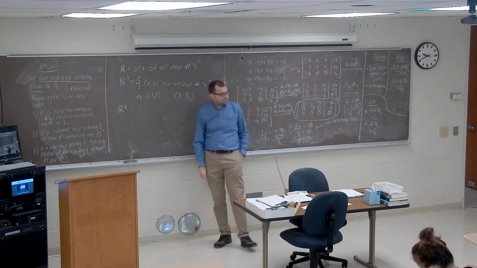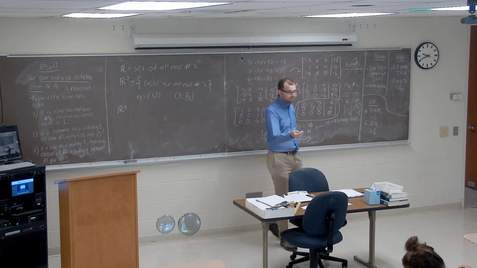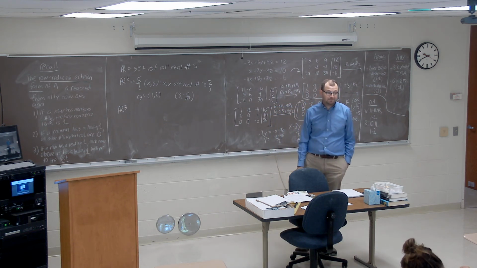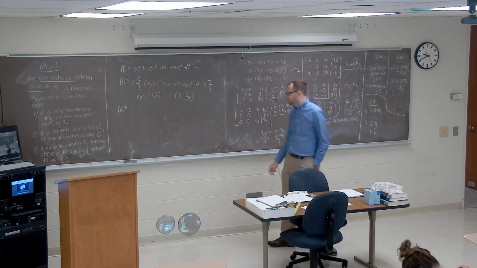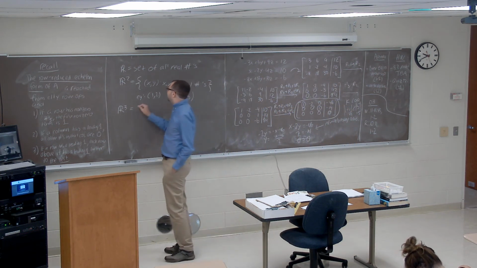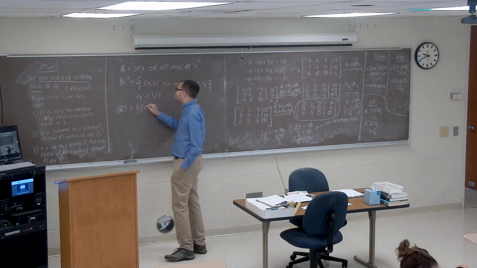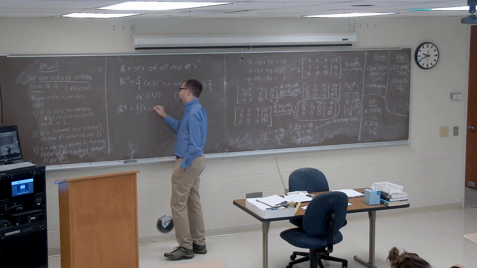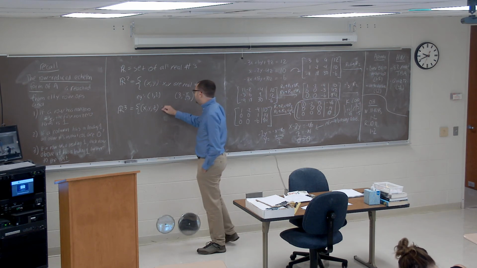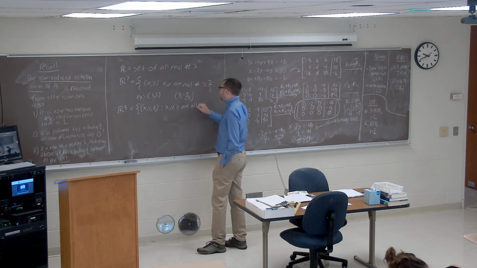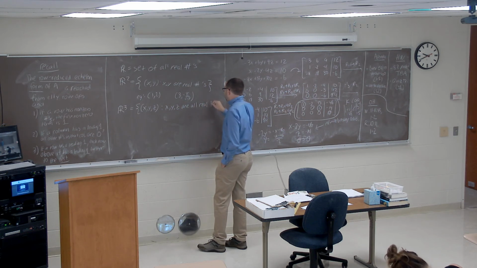How about R3? Is that the set of all three-dimensional vectors? It would indeed. R3 would be the set of all coordinate triples. So the set of all x, y, z, where x, y, and z are all real numbers.